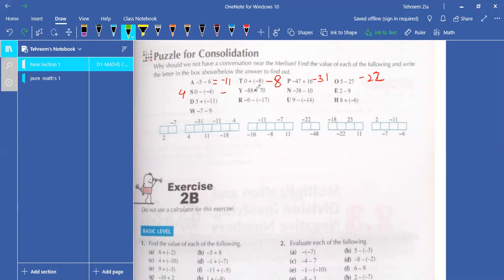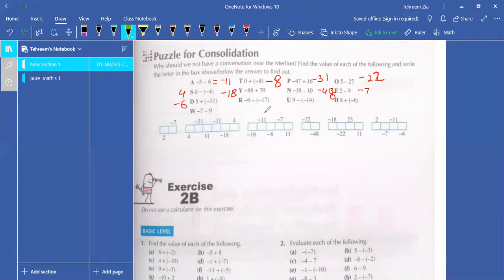Yes. Okay. Minus 38 minus 10. What about Shanze, Ishmael? Why are you not answering? Minus 48. Okay. 2 minus 9. Minus 7. Okay. 5 minus 11. Minus 6.